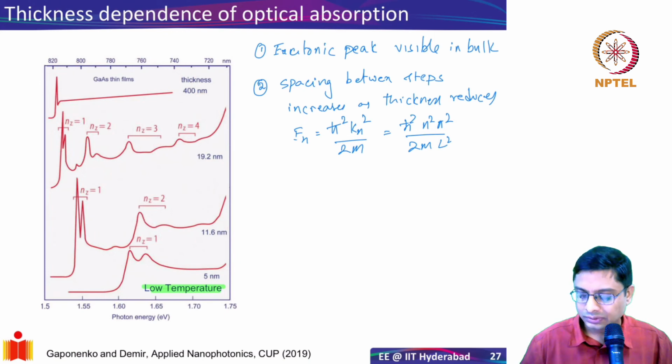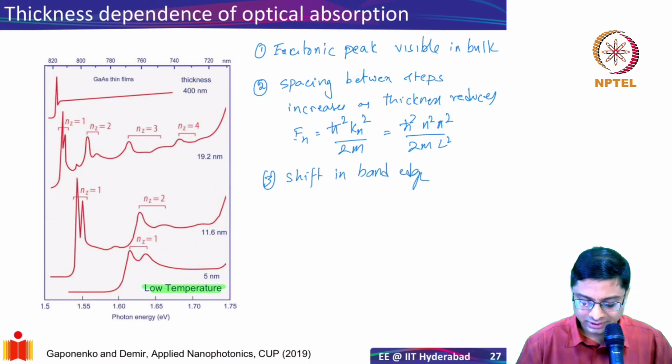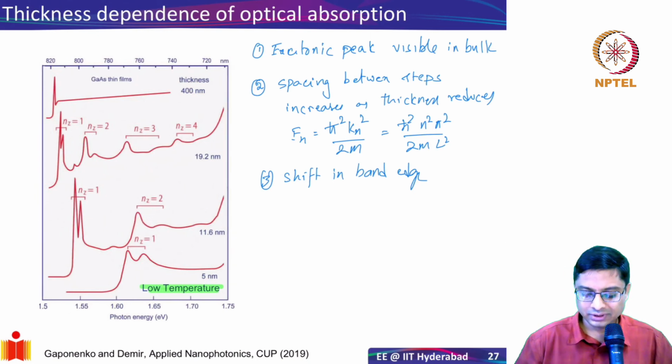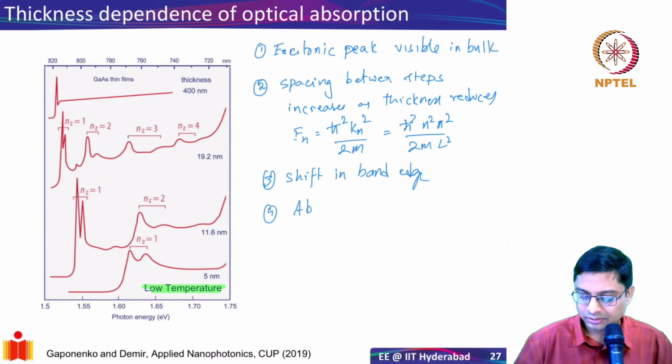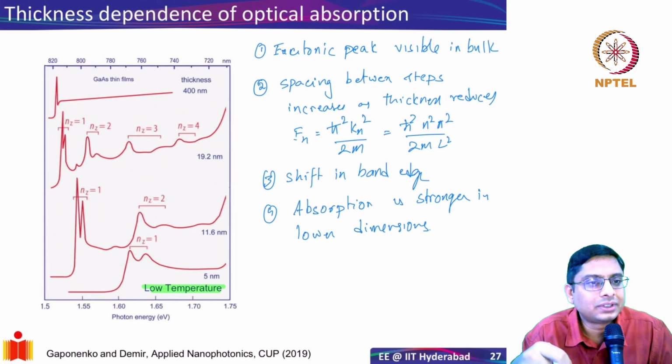All right. And of course, you also see the shift in band edge. You see that the absorption is occurring nearly, if you have a thick film, you don't see much shift. The edge is similar to bulk, but the moment you go to a thin film, the peak has shifted by a significant amount of energy. And of course, the same thing, absorption is stronger in lower dimensions. All right. So these are the effects that you see.